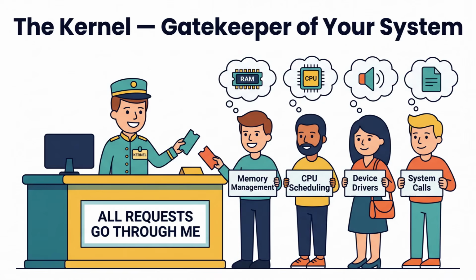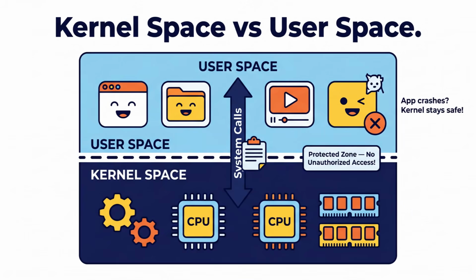It manages 4 key things: memory, the CPU, your devices, and system calls. When Chrome wants to open a file, it asks the kernel. When your music app wants to use the speaker, kernel. The kernel is the gatekeeper between software and hardware. Think of it like a really strict hotel receptionist. Everything goes through them. Here's an important concept: kernel space versus user space.